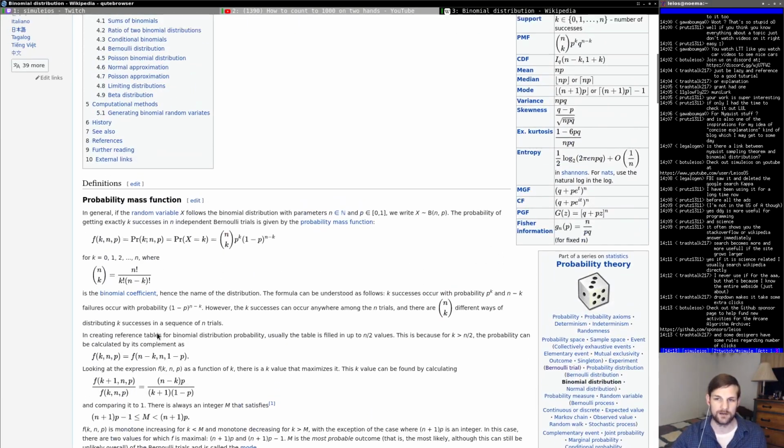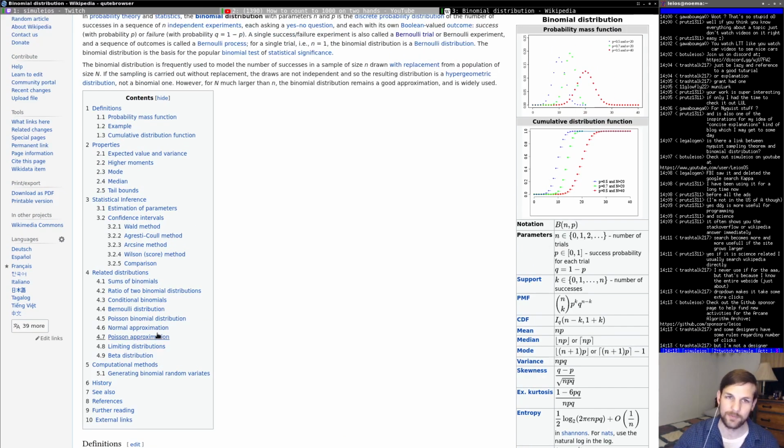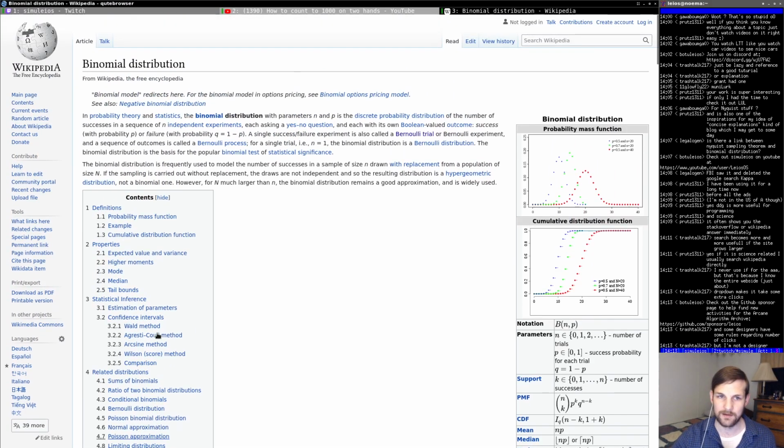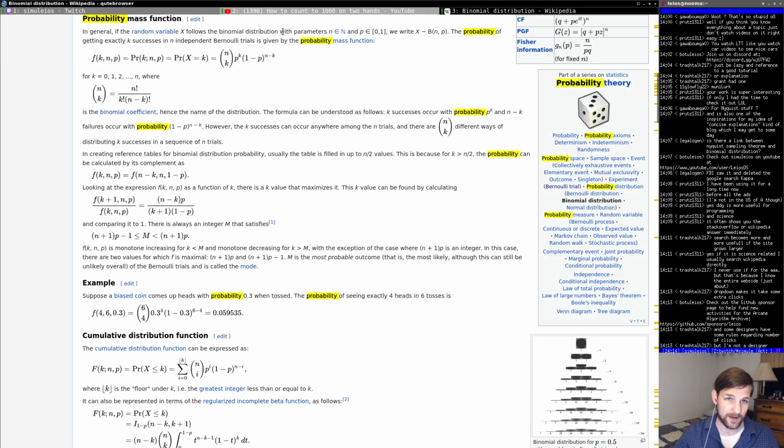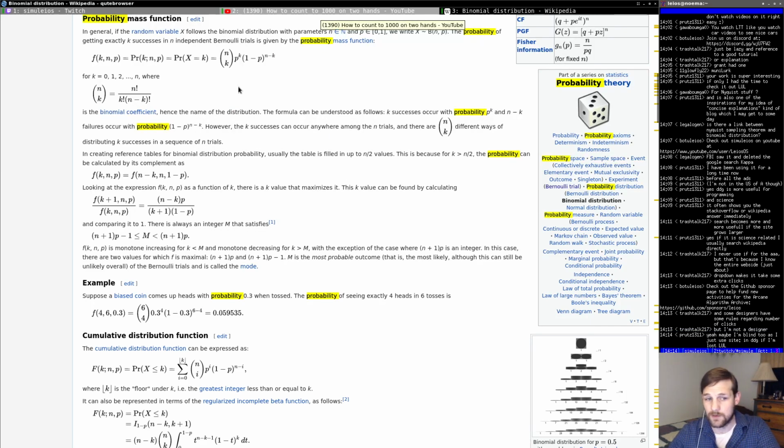Okay. Right. I think we just say it's a probability density function instead. So are we allowed to say that the binomial distribution is a probability density function? Probability mass function. In general, random variable X follows a binomial distribution with parameters n within big N and p within 0 to 1. The probability of getting exactly k successes in n independent Bernoulli trials is given by the probability mass function. Okay, this says to me that the distribution is, we can probably call it a probability density function, right?